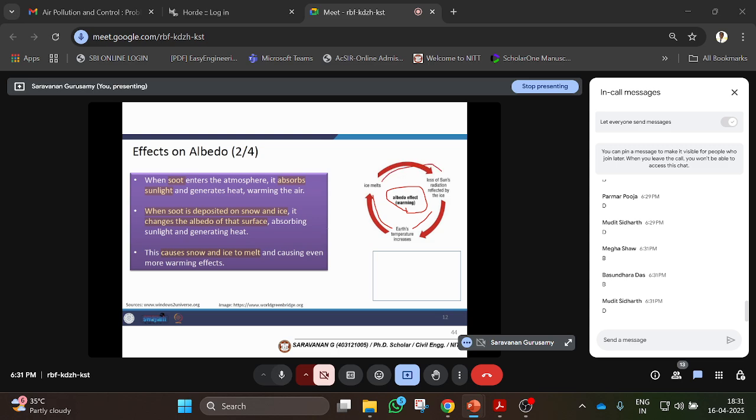Ice melting means whatever is inside the ice will be exposed. Methane may be trapped inside the ice glaciers and it will get exposed. Again, it will warm the surface. That's how an ice age is formed, and again we go through this cycle. Another million years, again we will get an ice age. Like that, it will be a climate change effect.